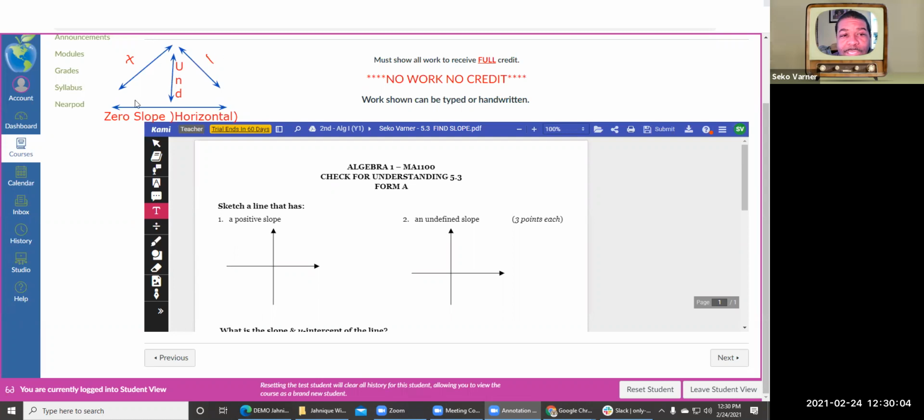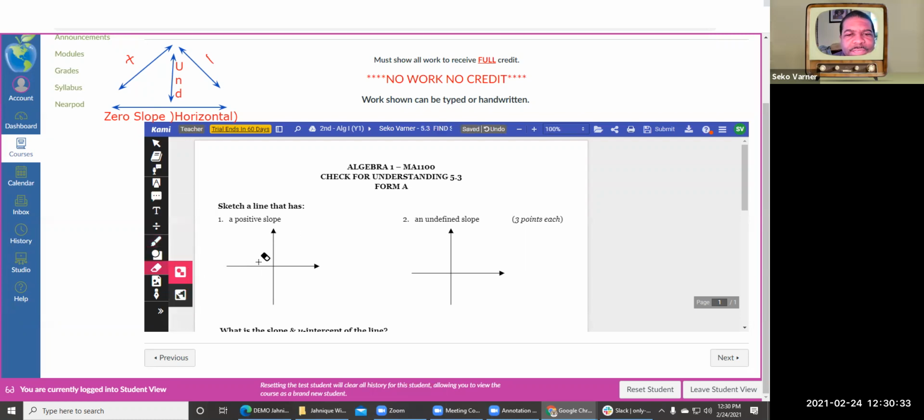So I'm going to make one of these lines, either positive, negative, undefined, or zero, that has a positive slope. So it's going to look like this. All I have to do is draw a line that looks like this to answer number one. Now, it's not perfect, but that's a positive slope.